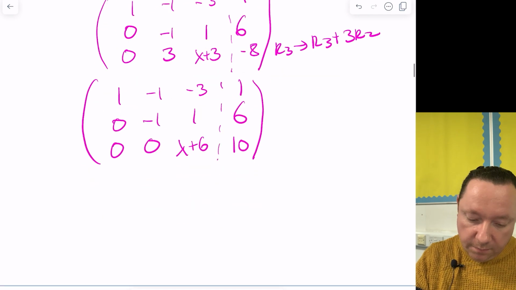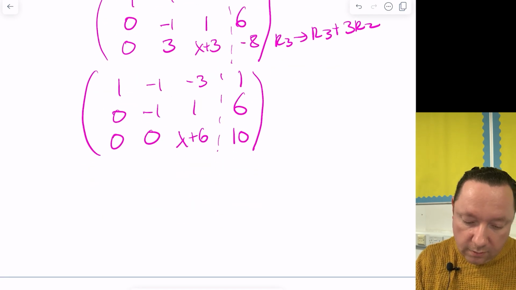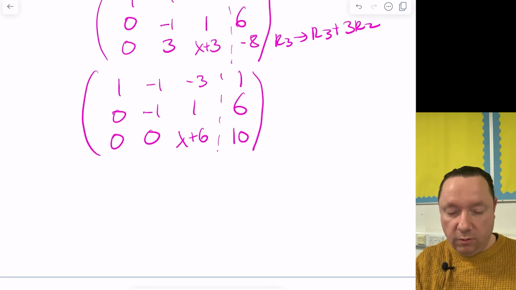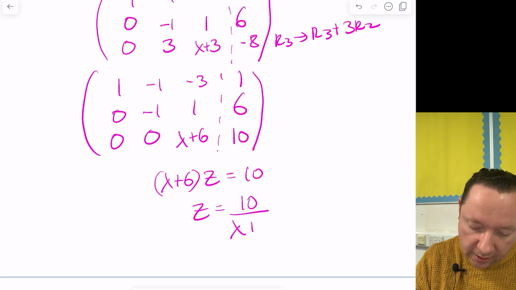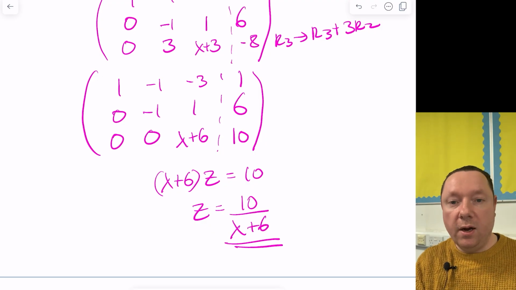So that means that this number times z is usually equal to 10. So we could say that lambda plus 6 times z equals 10. In other words, z is 10 over lambda plus 6. And we're done there for part A.